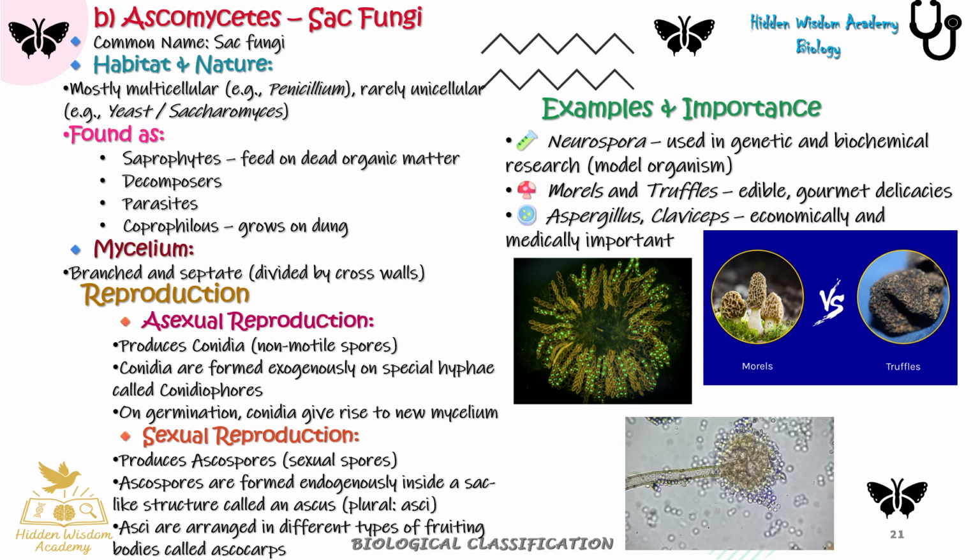Examples and importance. Neurospora is used in genetic and biochemical research, a model organism. Morels and truffles are edible, gourmet delicacies. Aspergillus and Claviceps are economically and medically important.